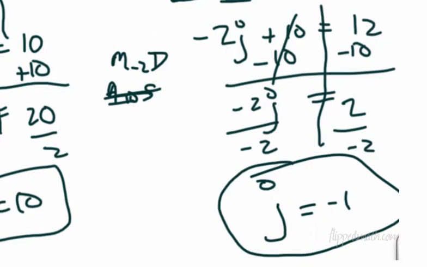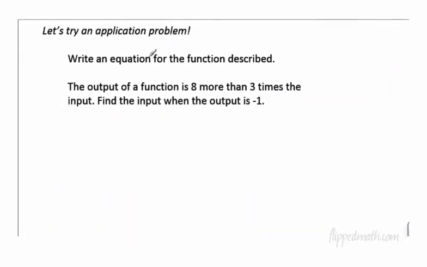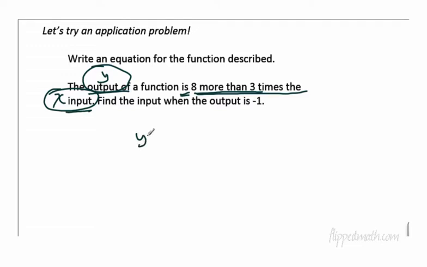One last type here. Let's look at an application problem. Write out an equation for the function described. The output, we need to mark this here. So the output, that's important stuff. The output of a function is 8 more than 3 times the input. All right, now the input's normally x, right? And then the output is normally y. So y, the output, is 8 more than 3 times the input. Here's 3 times the input. And then we want 8 more than that, so we add 8.